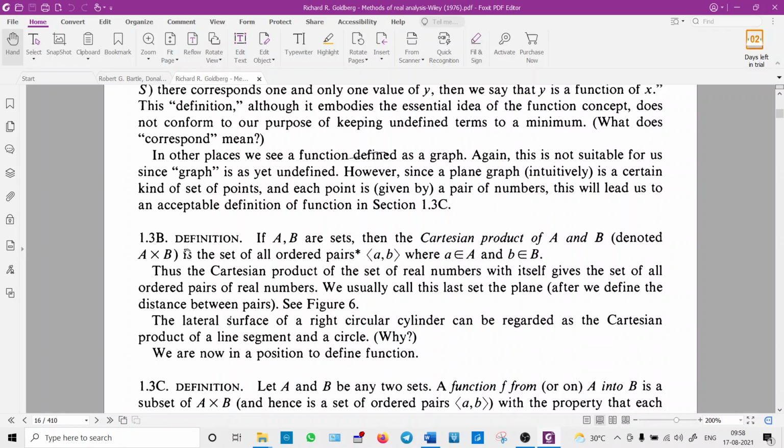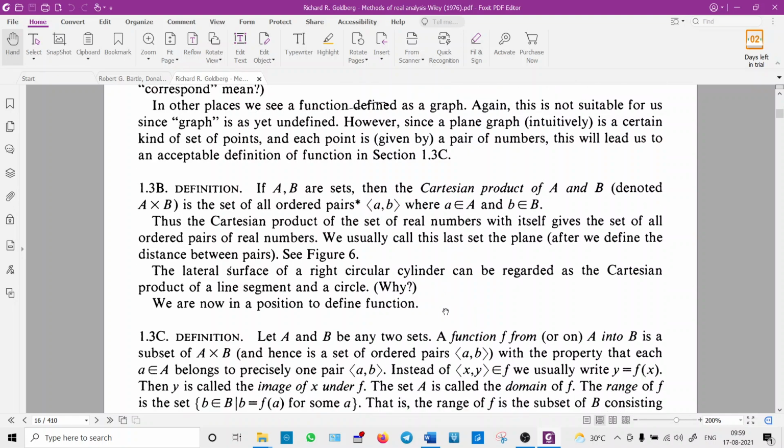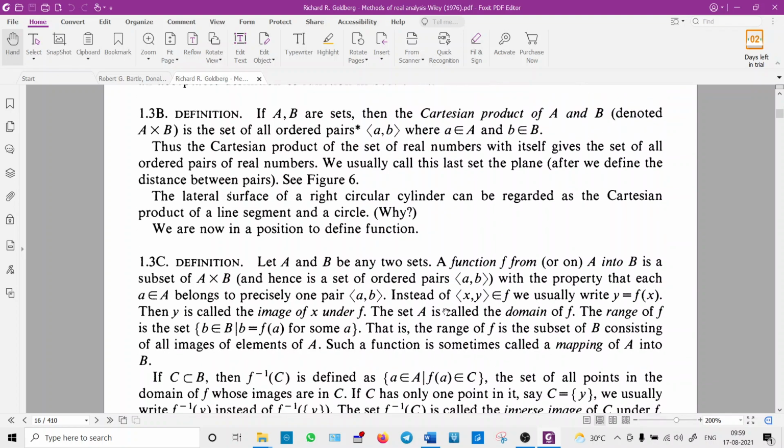See here, this is the definition. You can make a note of this. I give the continuous numbering. If A and B are any two sets, what is the meaning of Cartesian product of two sets? That is denoted by the symbol A cross B, and it is the set of all ordered pairs (a, b) where a belongs to A and b belongs to B. This is called a Cartesian product of two sets, and you can give a lot of examples.